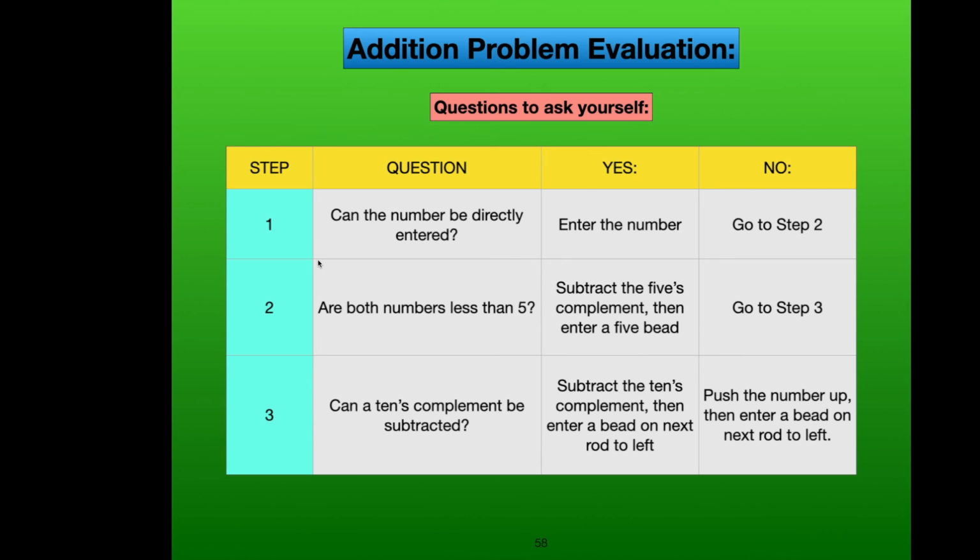So we find in 3 questions we can interrogate any problem and come up with 4 possible responses. We either enter the number directly, we either perform a 5's complement, we either perform a 10's complement, or we do the pushing the number up, the combined 5's and 10's complement. And that's kind of how I evaluate any problem on the Soroban.